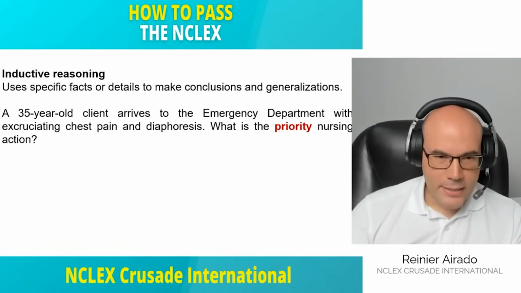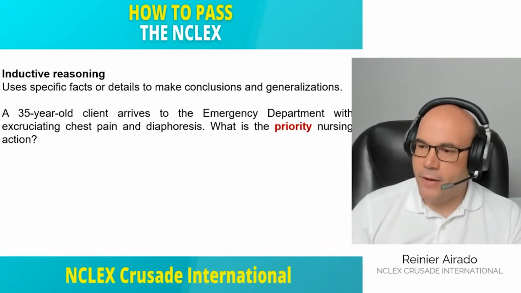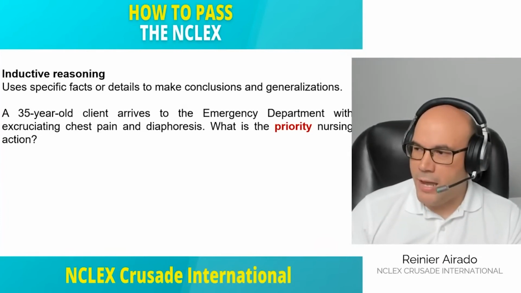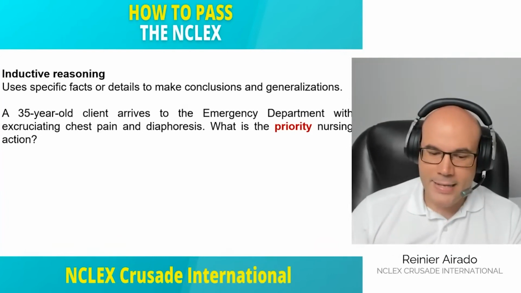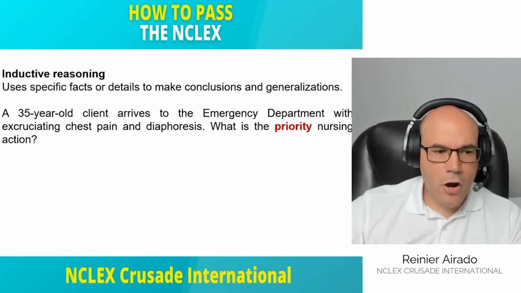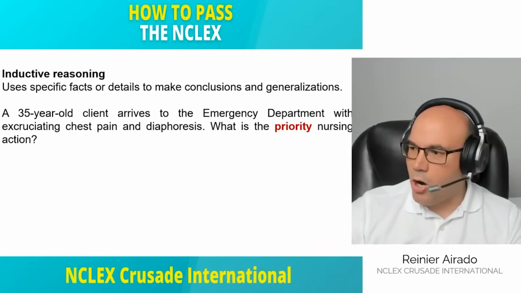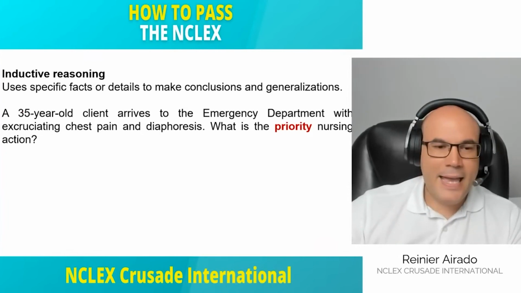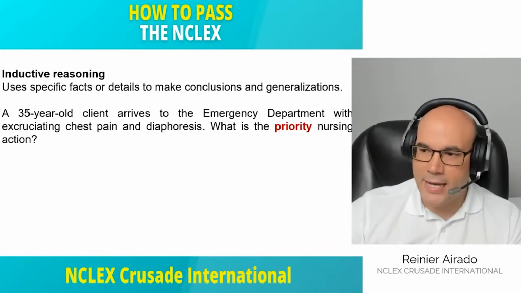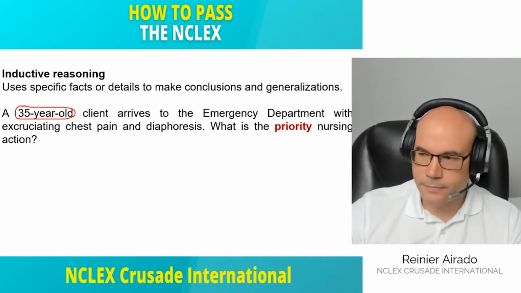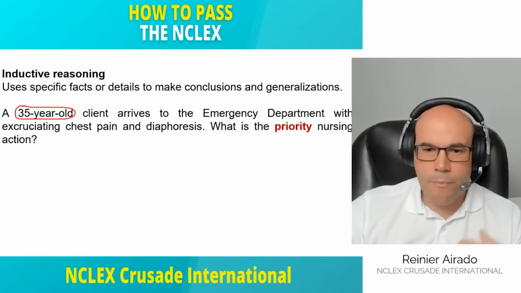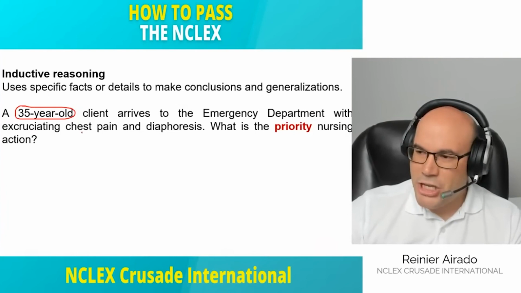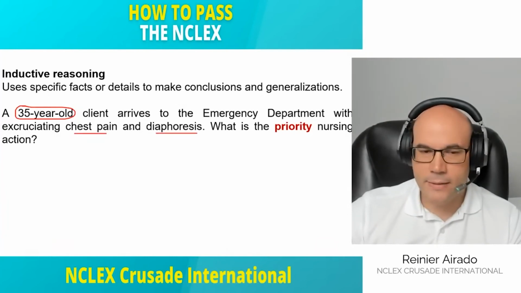Let's look at this question here. A 35-year-old client arrives to the emergency department with excruciating chest pain and diaphoresis. So there are several keywords that are important here. The client's age, 35 years old, so we're dealing with a young adult. He comes to the emergency department and reports chest pain and diaphoresis.